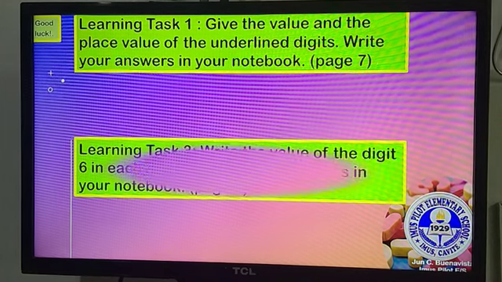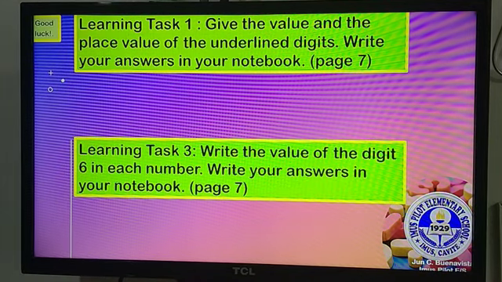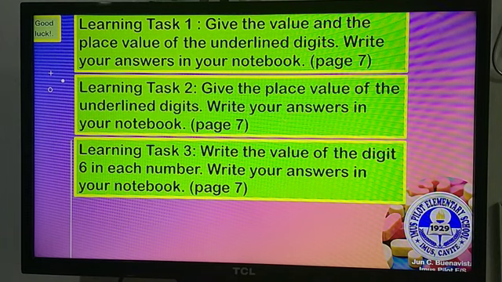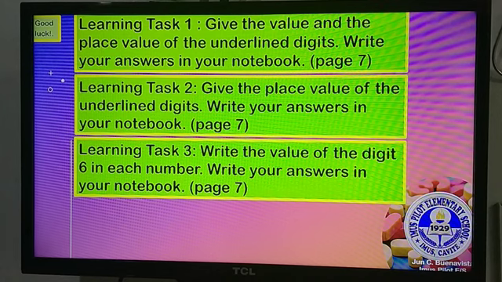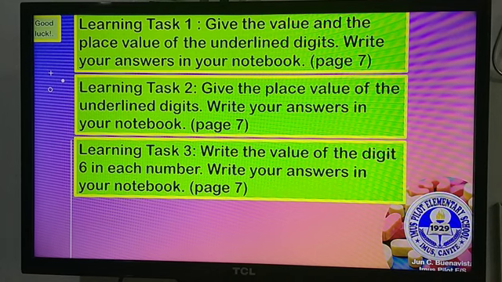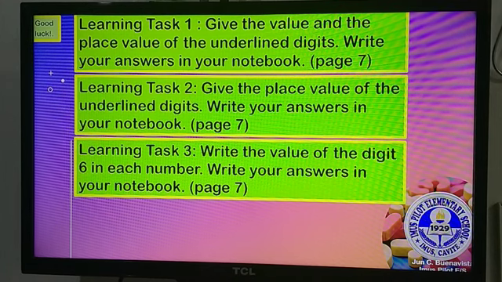Then, learning task 2: give the place value of the underlined digits. Write your answers in your notebook. Page 7 din po ito ng inyong math module. Again, sa task 1, value. Sa task 2, place value. Then, learning task 3: write the value of the digit 6 in each number.